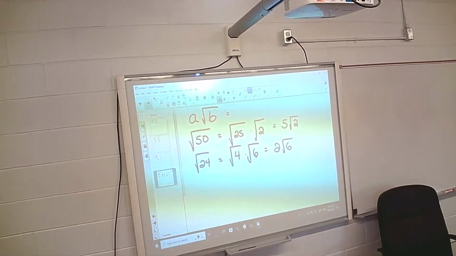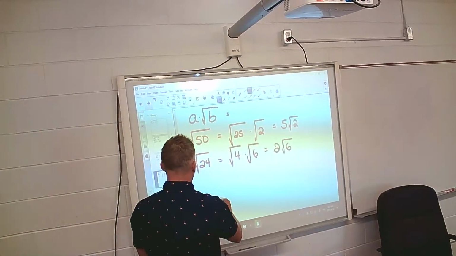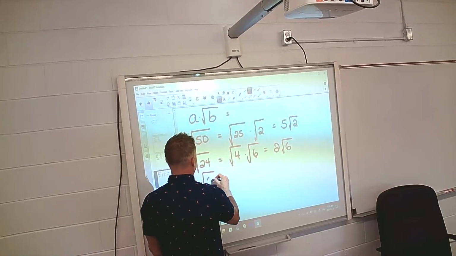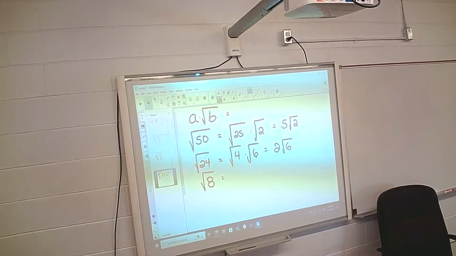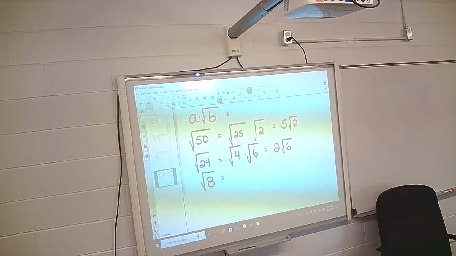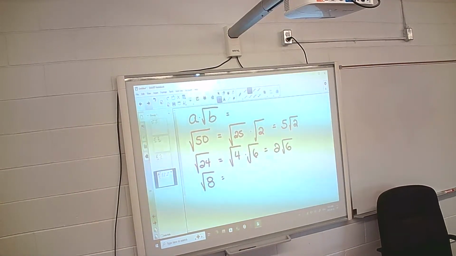Okay, so let's try this again. Simple one this time. Break that down for me. What is the square root of 8 as a mixed radical? Write it down on your sheet.